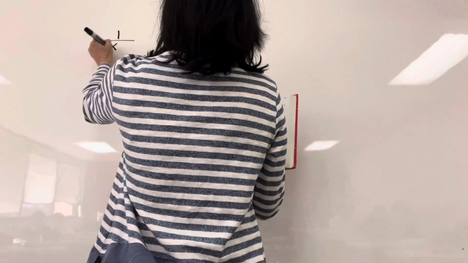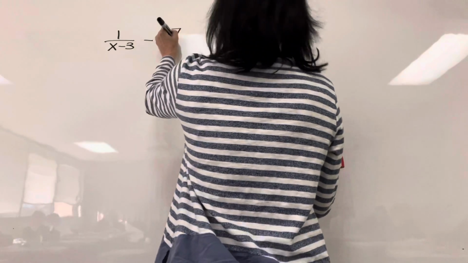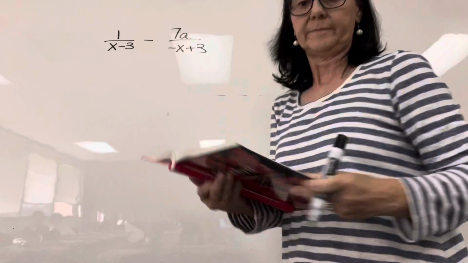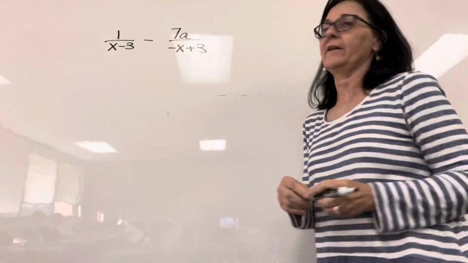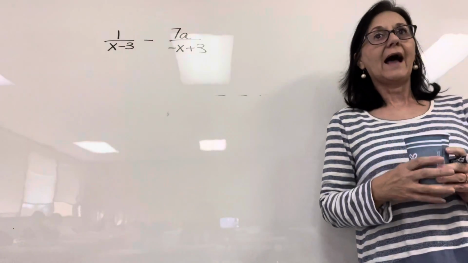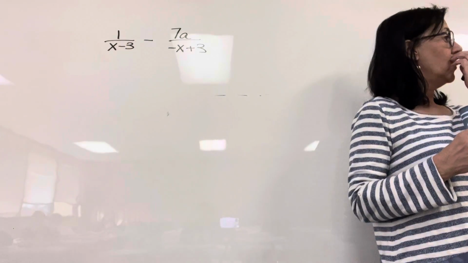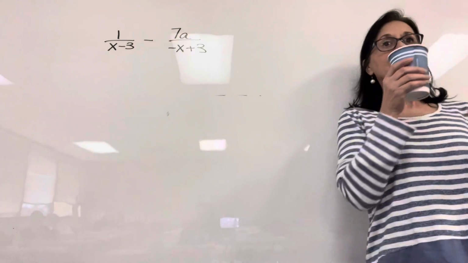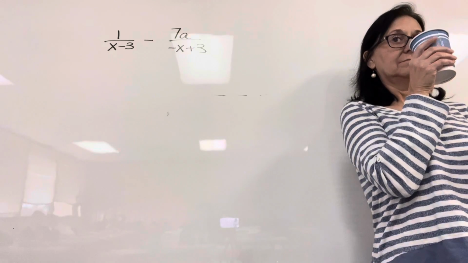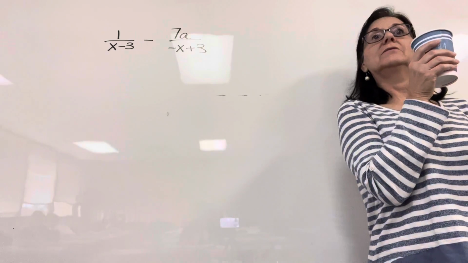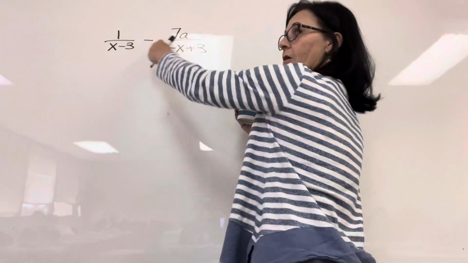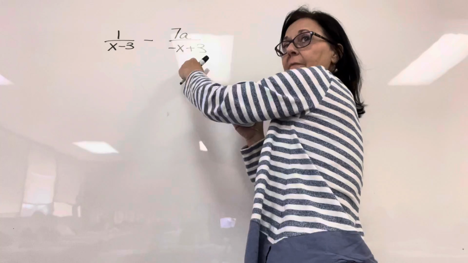It's 1 over x minus 3 minus 7a over negative x plus 3. Look at those denominators. Are they very, very similar? Can I make them similar? How? Yes. You can use the commutative property of addition on one of the denominators. Yes, Therese? You can pull out the negatives. I can change two signs. What sign are you going to change? The numerator and denominator. Okay?